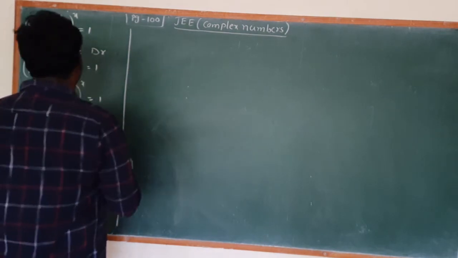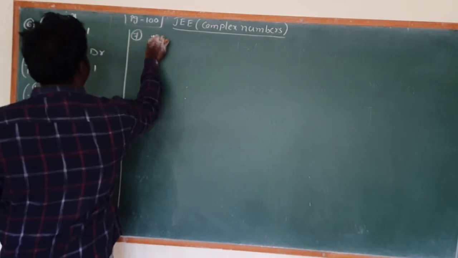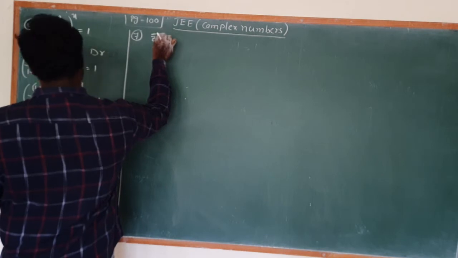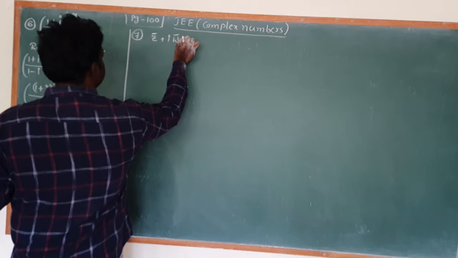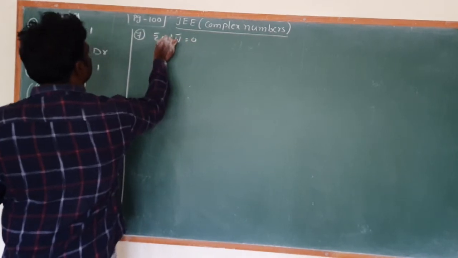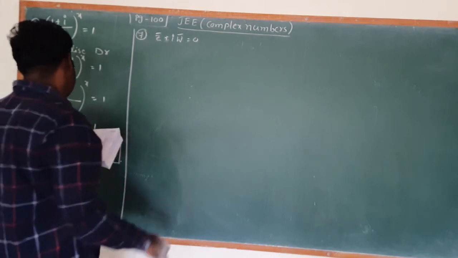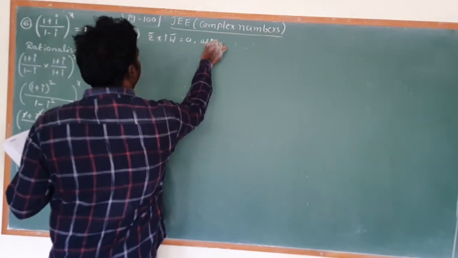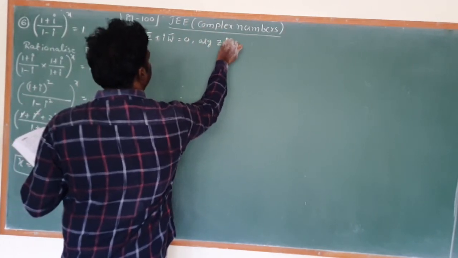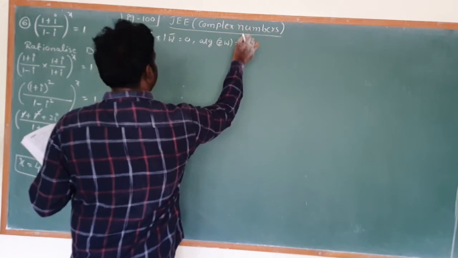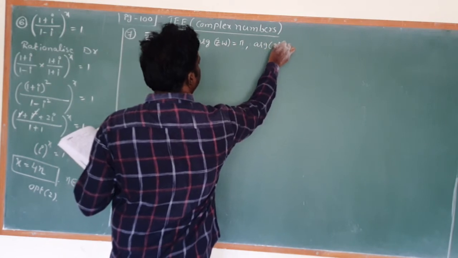Next, 7th question. The given z bar plus i into w bar equals to 0. Two complex numbers z and w, they given z bar plus i into w bar equals to 0 and argument of zw is equal to pi. Then we need to find argument of z.